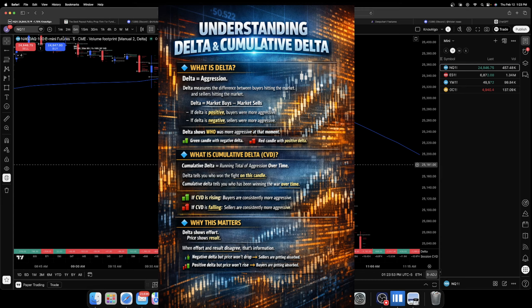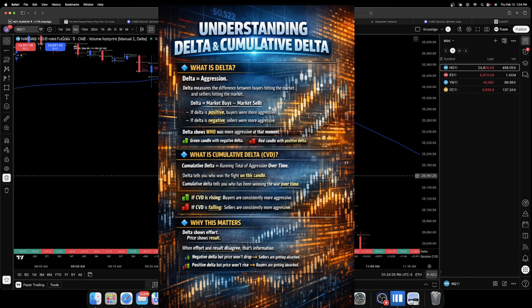Now, what is cumulative delta? The CVD, cumulative delta, equals the running total of the aggression over time. Delta tells you who wins the fight on this candle. Cumulative delta tells you who has been winning the war over time. If the CVD is rising, buyers are consistently more aggressive. If CVD is falling, sellers are consistently more aggressive.